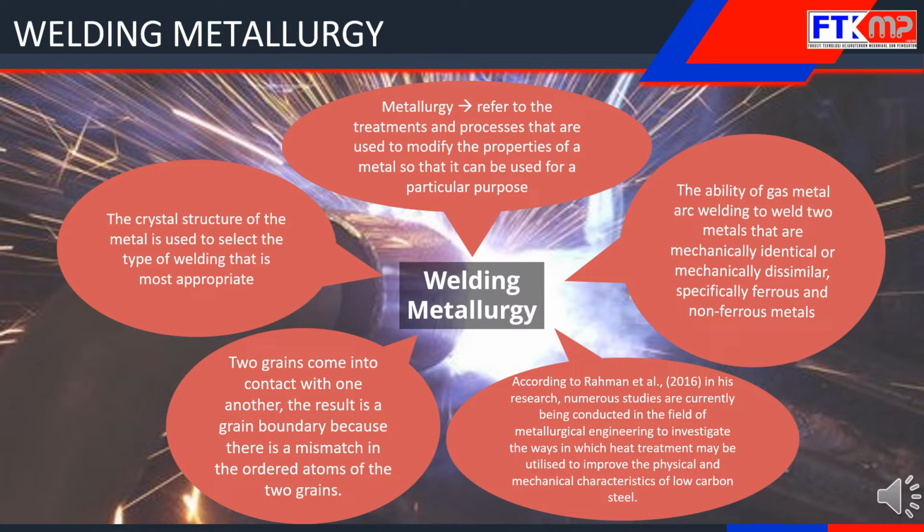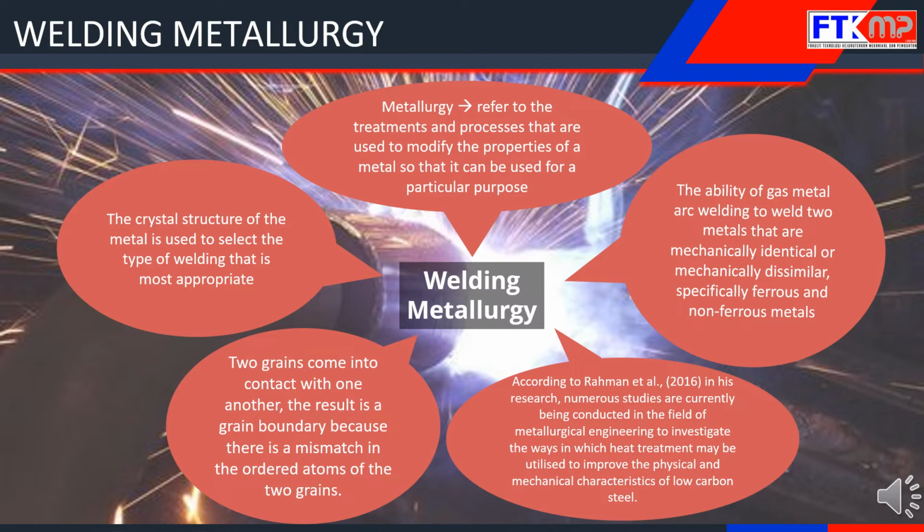When two grains come into contact with one another, the result is a grain boundary because there is a mismatch in the order of atoms of the two grains. Each crystal has an ordered array of atoms. A wide range of the material's properties can be altered as a direct result of imperfections in the crystal structure, such as dislocations and point defects.